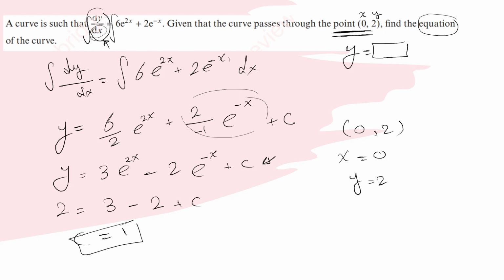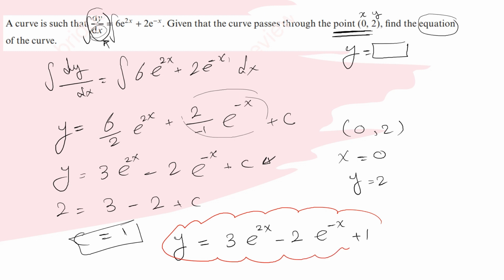Okay. Last thing, we will write the equation. So y equal 3 e power 2x minus 2 e power negative x plus 1. This is the equation.